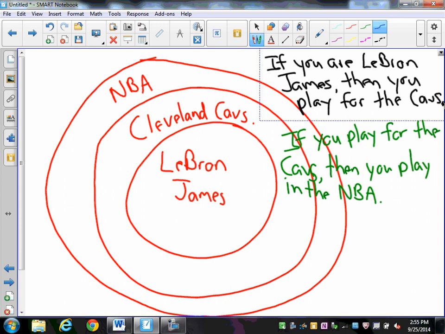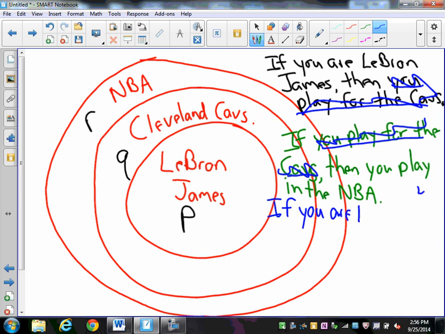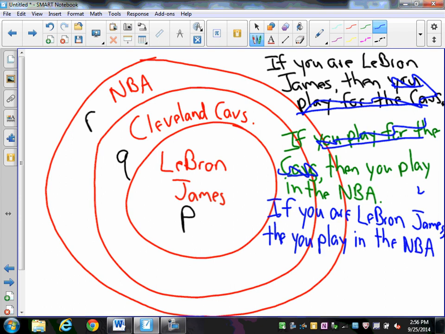Whenever I say we cut the middleman, we have you play for the Cavs and you play for the Cavs, so I can sort of cut this out. In our example, whenever we use our letters, we would call what I underlined in blue the letter Q. So we call the first circle P, the second circle Q, the last circle R. Whenever we cut the middleman, you get, if you are LeBron James, then you play in the NBA. That's a very good way that we can use logic to come up with a statement, and to give you an example.